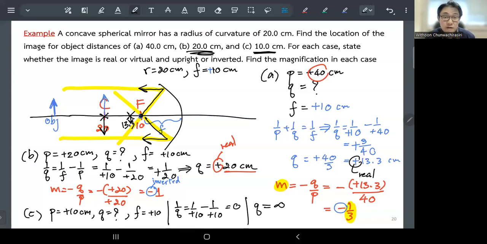a point object at the focal point, the light coming out from that focal point will reflect parallel outward. So you're not going to get an image somewhere except so far away. That is an indication of a parallel beam outward. You're done. So you don't have to talk about the magnification or anything. You're not going to get anything out of it. It's a parallel beam.